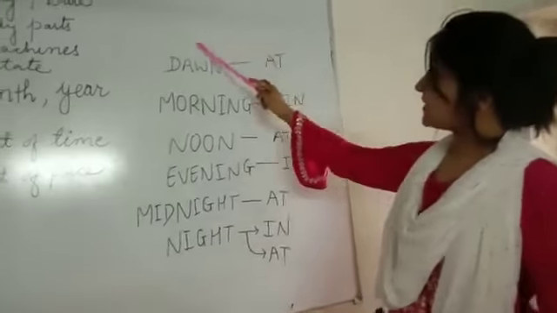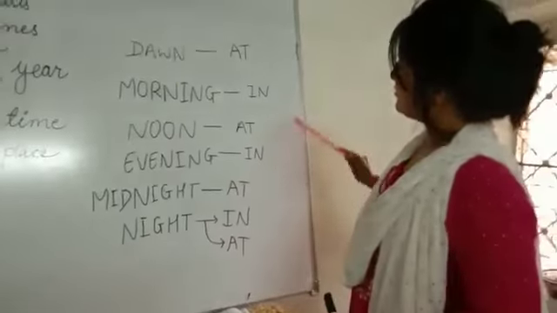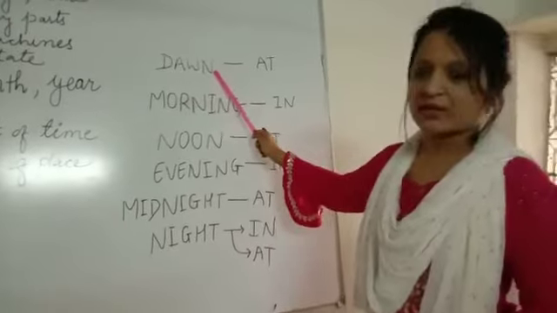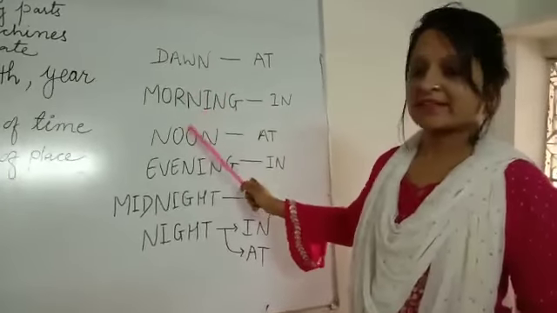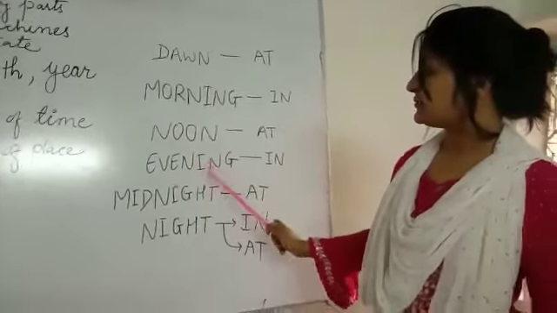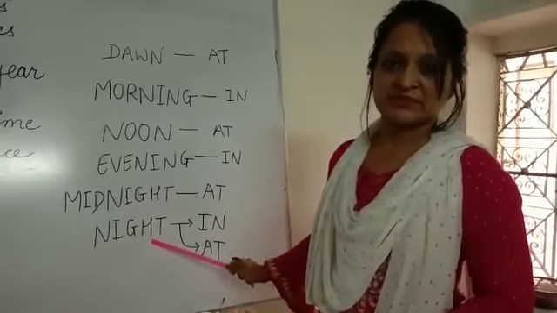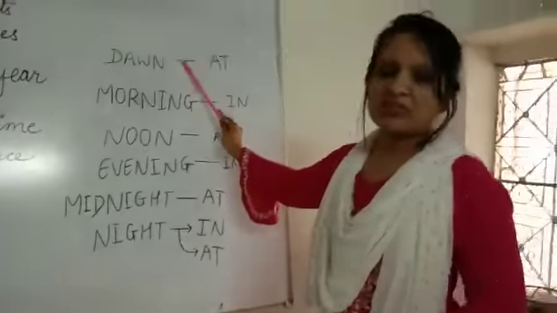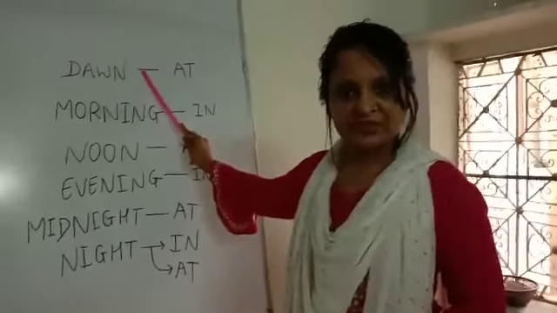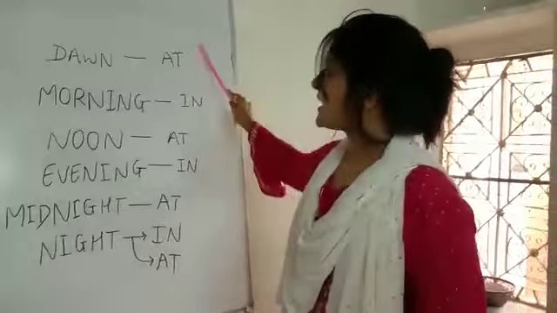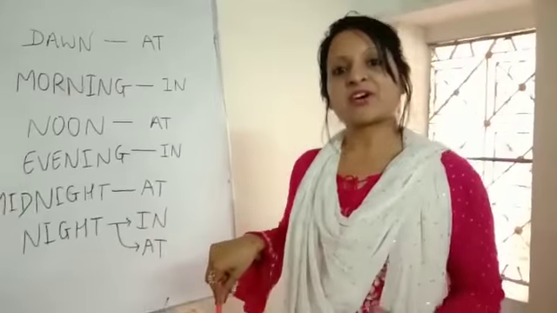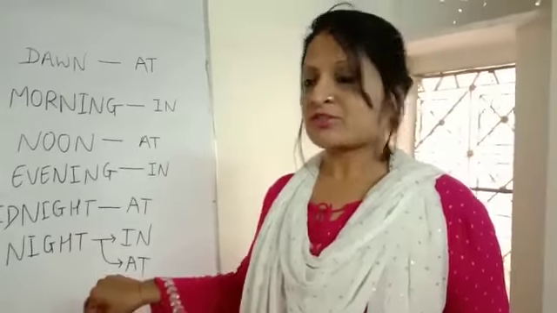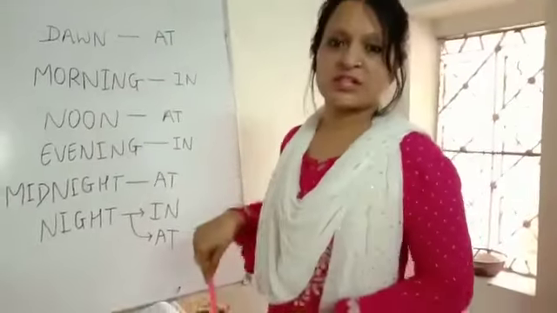Now see, I have written some of the stages of the day. How the day starts and it ends. It starts with dawn, then morning, then noon, then evening, midnight, night. Okay. Dawn is a point of time, particular time. ठीक है? So here we are using at. That I got up at dawn. ठीक है? At dawn. So here I am using the preposition at.